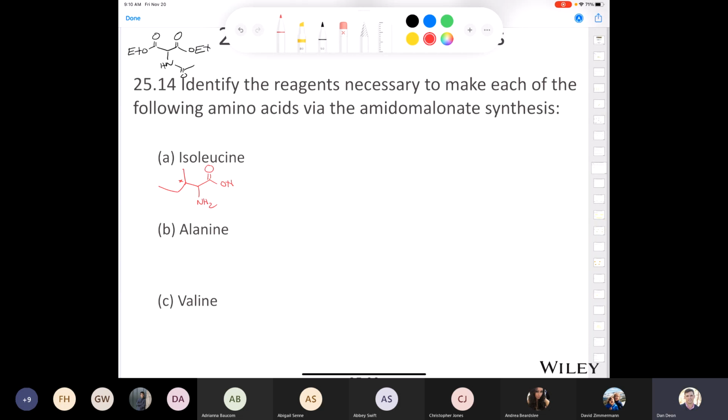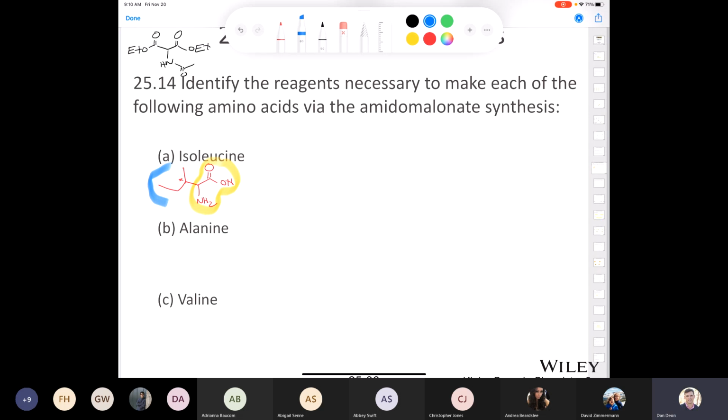But remember that from this molecule here, our starting material, the parts of the amino acid that will come from that are going to be all of this part of the skeleton right here. So that tells me that this part is going to have to come from my alkyl halide. All right, well, let's take a look at what that would look like.